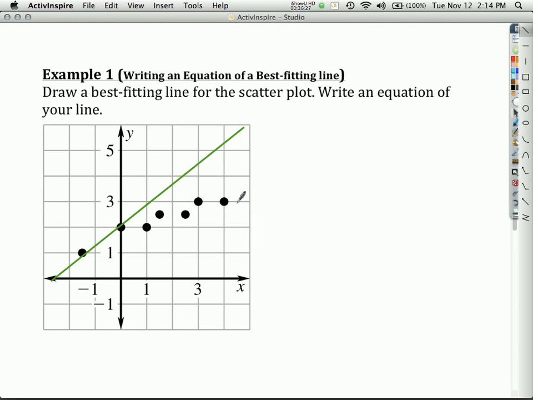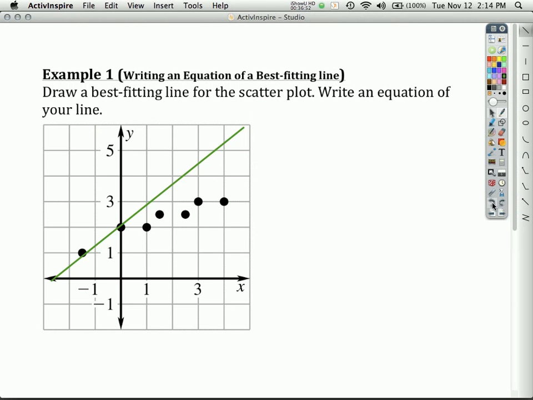But clearly, as John was trying to describe with this one, I've neglected all of this data here. And this clearly does not predict what's going to happen next. If I was trying to predict what was going to happen at 5, it would be somewhere around here. Clearly, this is nowhere near the prediction. Okay, so that will not work.